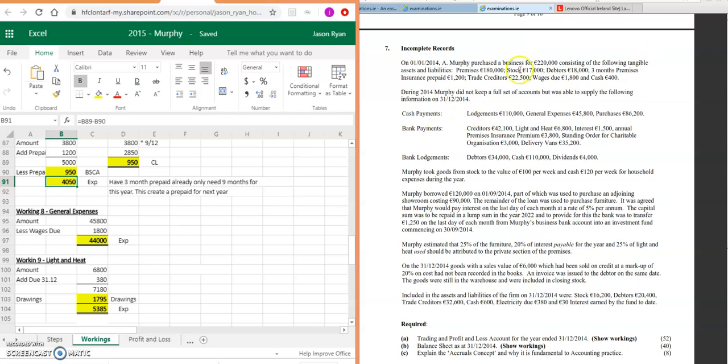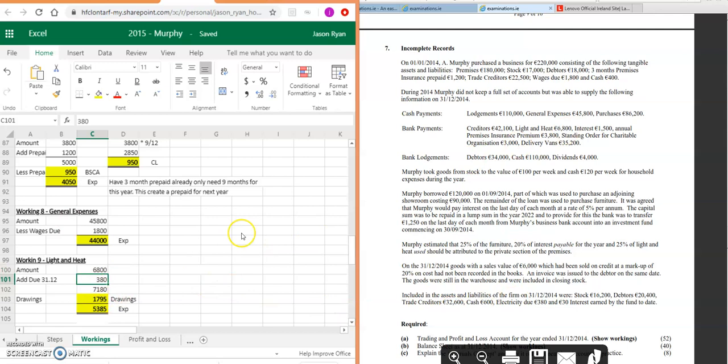Another in this question at the start up here, we've got light and heat. So light and heat was 20%. 20% of light and heat should be attributed to the private section of the business. So the amount of light and heat we have is 6,800. That comes from the bank payments that we paid. We have due here at the end.